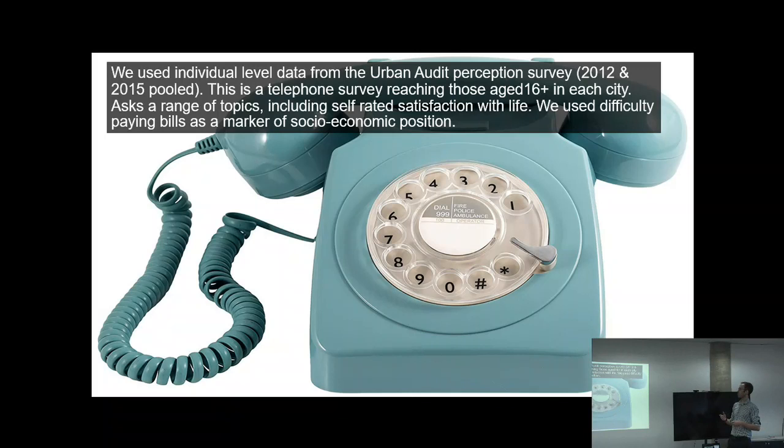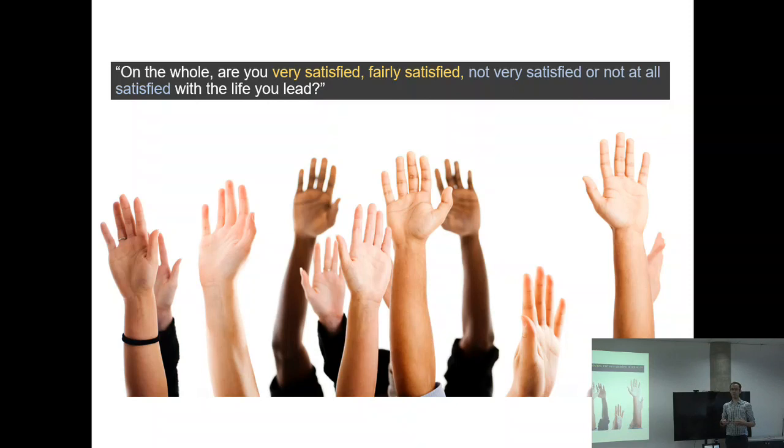This is a data set which we pulled for 2012 and 2015, and it's a telephone survey that asked adults within the city about a range of topics. We used a measure of income, or socioeconomic status, which was how people expressed their difficulty in paying the bills. And our outcome measure, a binary outcome of yes or no, was whether they were satisfied with the life they lead. The question asked whether they were very or fairly satisfied, or not very satisfied, or not at all satisfied with the life they live.